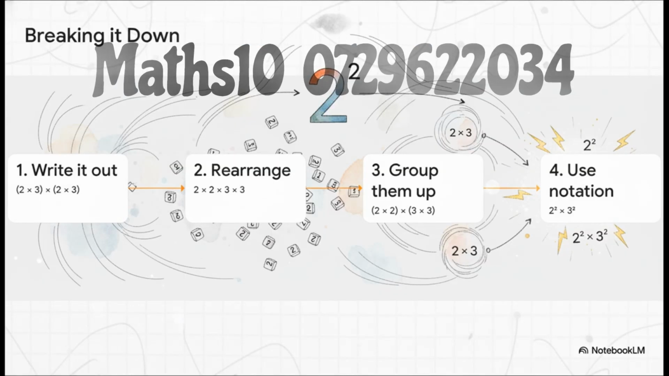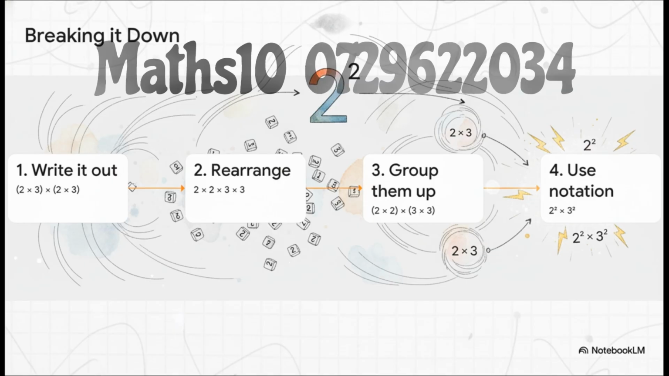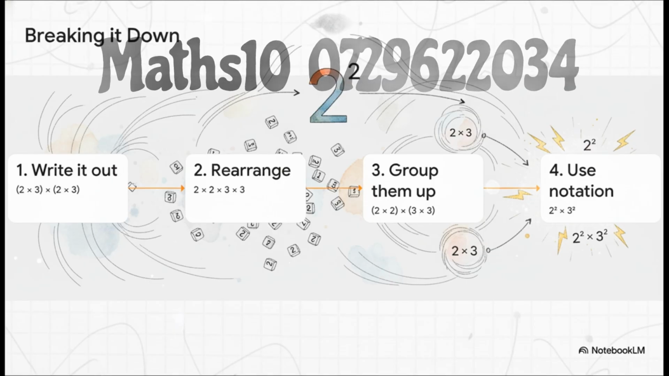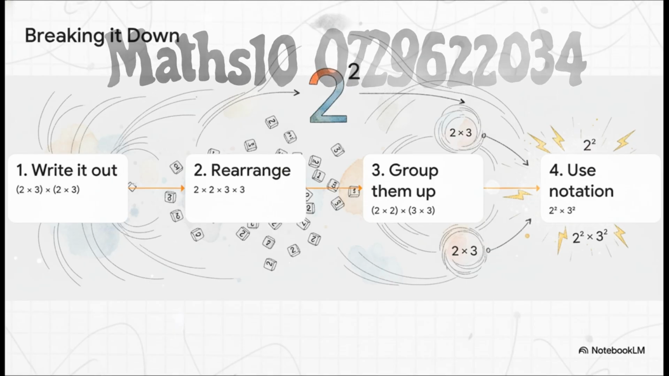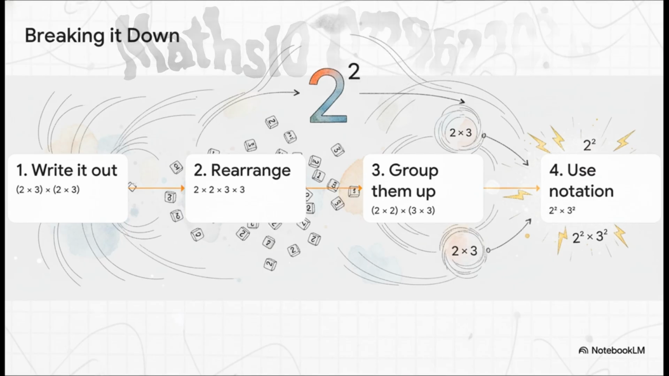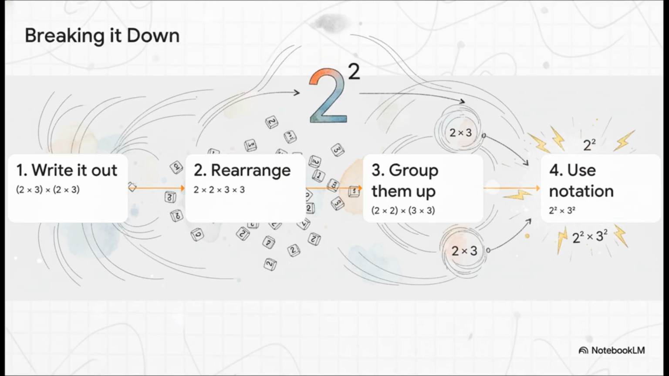So here's that exact same process, step by step. First, we expand it. Then we rearrange. We group up the numbers that are the same. And finally, we convert back into that clean index notation. Are you seeing the pattern here? The power that was on the outside, it basically just got handed out to each number on the inside.